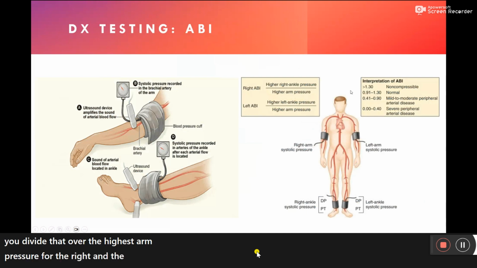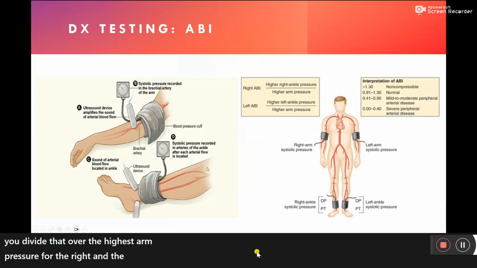And what they're looking for is the ratio. So here's your scale. Anything less than 1.3, so 0.9 to 1.3 is normal, okay? 0.4 to 0.9, mild to moderate, they're going to start watching and observing it. And it's going to become a thing every time they go to the doctor. They want to check it and make sure. 0.4 and lower, they were looking at severe peripheral arterial disease.